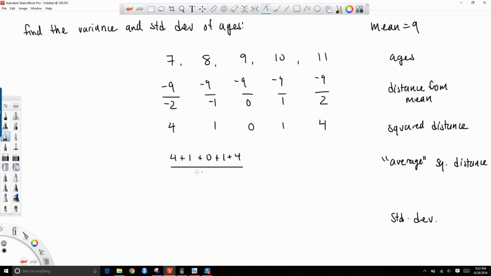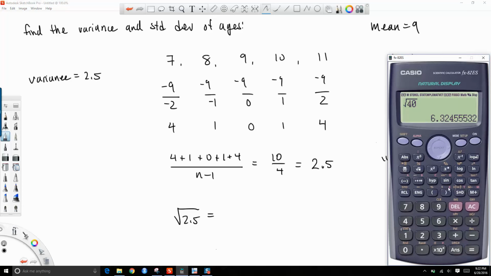And so the average of this will be, we add these up, and we're going to divide by n minus 1. So we're going to have 10 divided by 4. Our average squared distance from the mean is 2.5. This is my variance. So the variance is equal to 2.5. And my standard deviation is going to be the square root of 2.5. So I would just do square root of 2.5, and I get 1.5811.